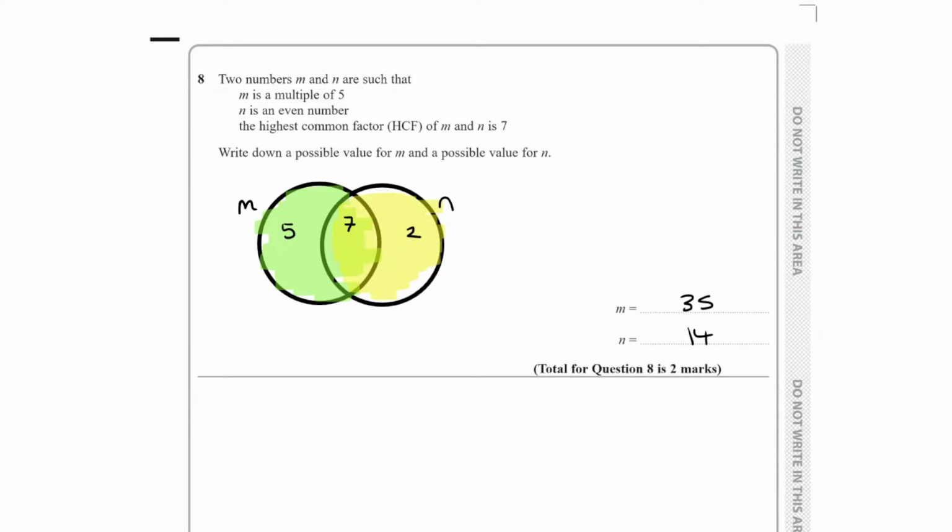It's basically that m is 35 or 105, and then n could be any of the 14 times tables. So 14, 28, 42, 56, 84. And then for 105, it could be 14, 28, 56, 98, anything like that. But these are kind of the first ones you think of.